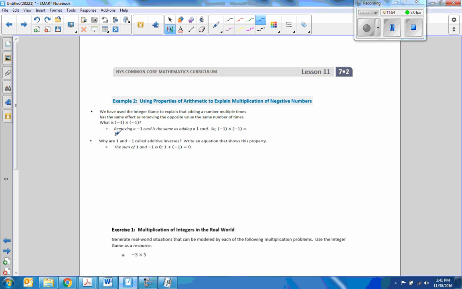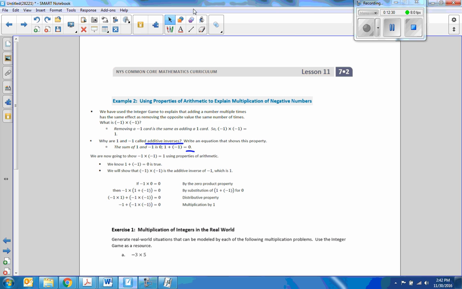Okay, the next thing we want to look at is why are 1 and -1 called additive inverses? Write an equation that shows this property. So we can say the sum of 1 and -1 is 0, or 1 plus a -1 equals 0. We call them additive inverses because whenever we add 2 things together and get the additive identity, which is 0, then they have to be inverses. So adding an inverse equals the identity. A lot of terminology here, but we need to learn it.